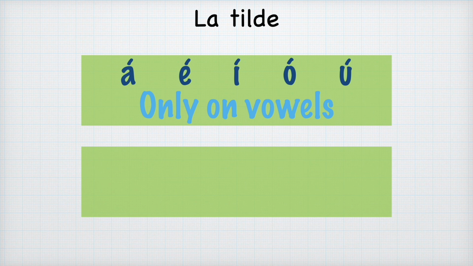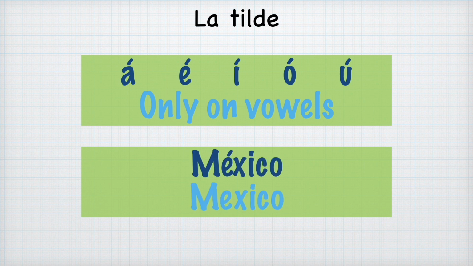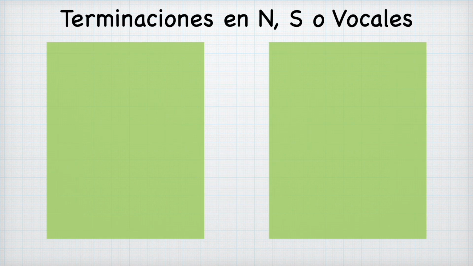Remember that at the beginning I mentioned that the stress of the voice falls on the last syllable. Well, the tilde is used when there are exceptions to the rule. For example, México, México. Without the tilde on the E, it would sound different. It would sound like Mexico, Mexico. And we'll take a look at more of these examples so that we practice. Let's look at some of the rules.